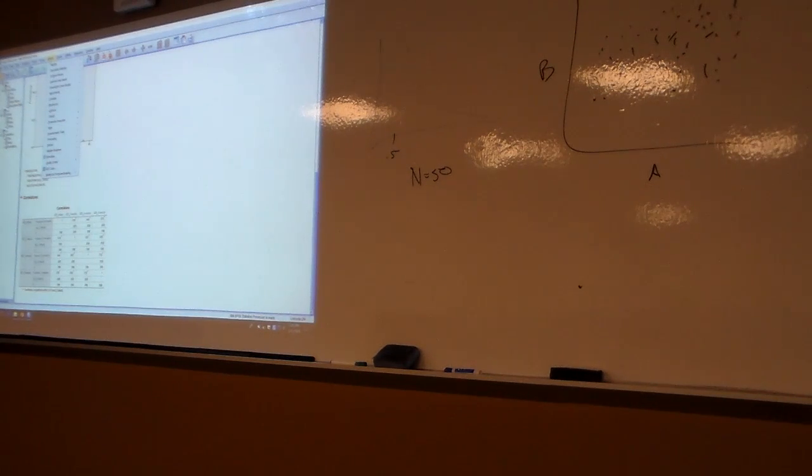So we're going to go to Analyze, and we're going to go down to General Linear Model. Not Generalized Linear Model, just General Linear Model. We're going to go down to Repeated Measures. Let's pick this, okay? What it's going to ask you to do is define your repeated measures factor, right?